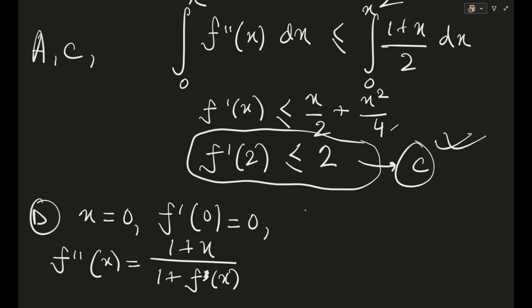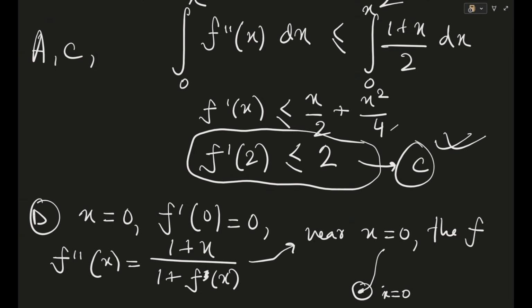From this functional relation, you will understand that near x equal to 0, the function has a minimum value and it is initially trying to bend upwards from the minimum. Something like this: if this is the minimum, it is trying to bend upwards, very near to x equal to 0. This is a rough representation to help you understand. So from here we can say that x equal to 0 is a local minimum.